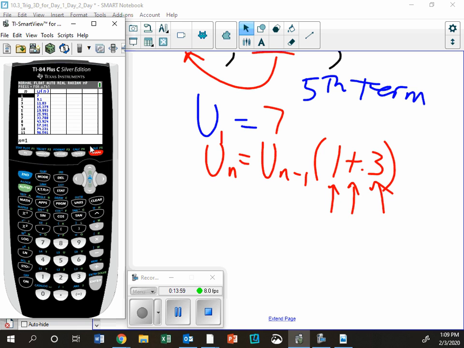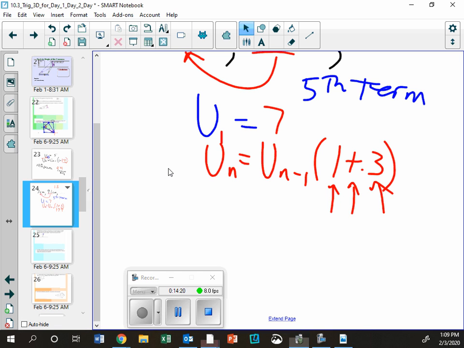What was his growth rate? 30%. Was it growth or decay? Growth. Was it arithmetic or geometric? Geometric. And last but not least, what is the common ratio? 1.3. Okay. All right.